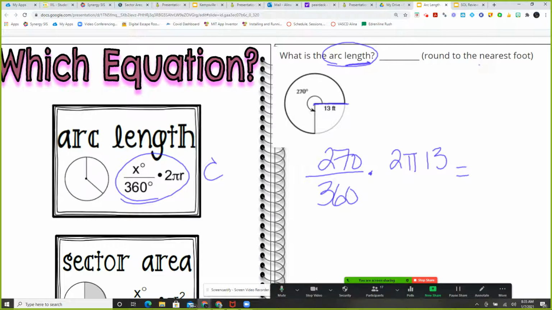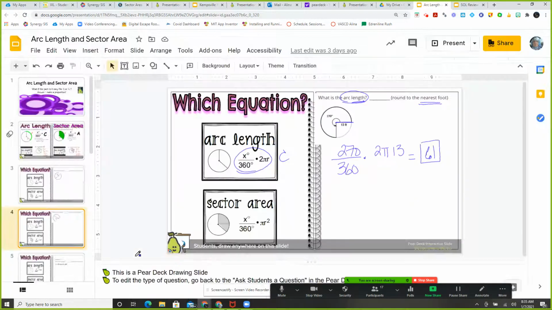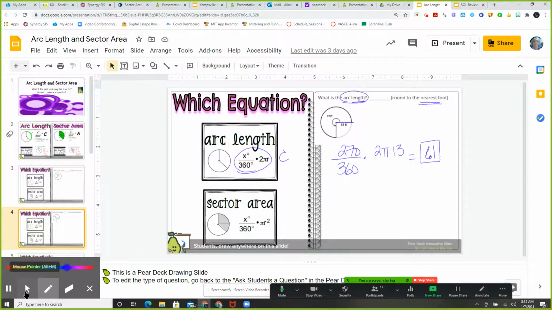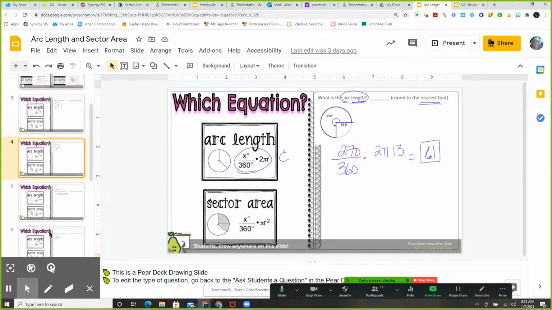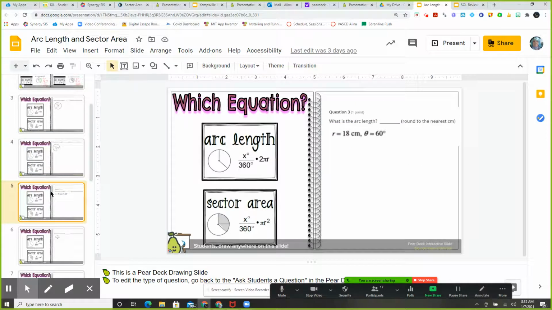Again, we're rounding to the nearest foot. It's very close to the last one. I got 61. Did anybody else get 61? I do. Okay. I don't want to go too fast, but once we get the hang of these, they're really easy.